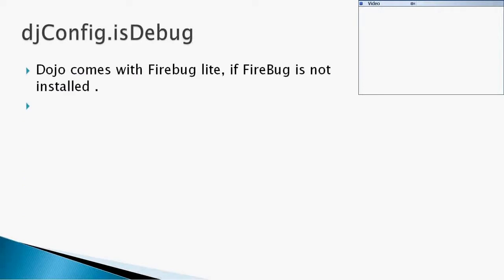Okay, and one more thing about isDebug. If you have enabled isDebug, Dojo checks whether your browser natively supports console. Most browsers support console now, but it was not part of native JavaScript earlier. If it is not there, Dojo includes its own Firebug Lite kind of thing. So even if your browser doesn't support console, it will create its own, so it won't create errors and all.